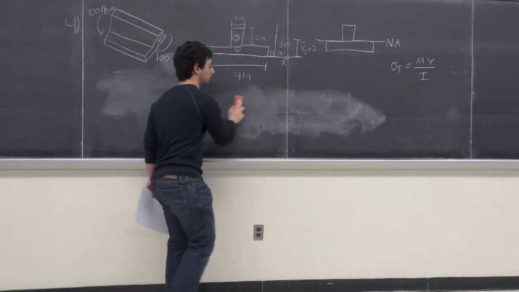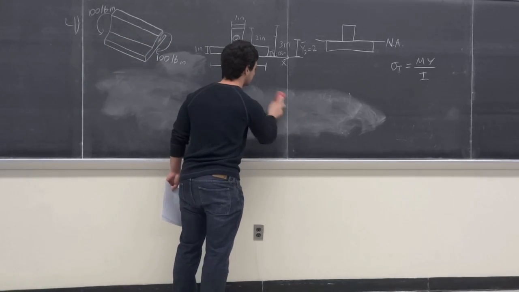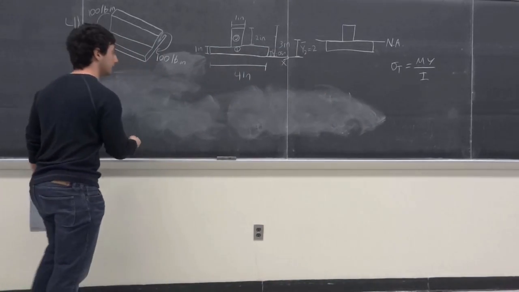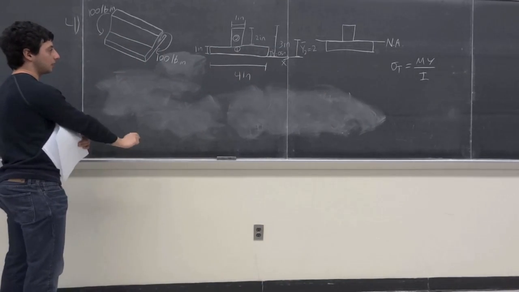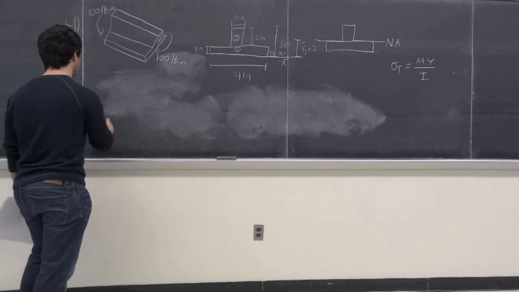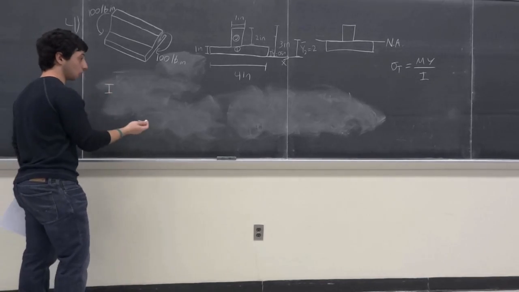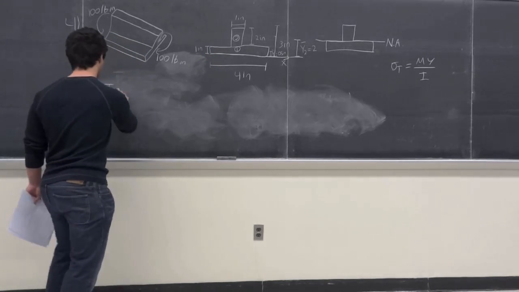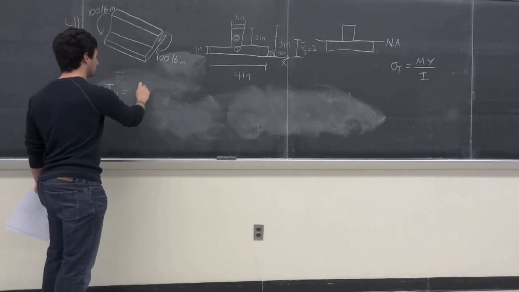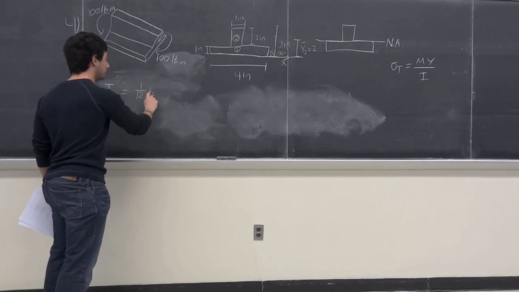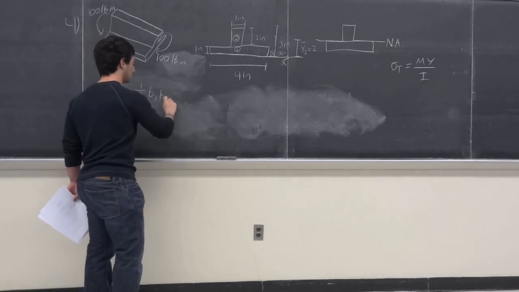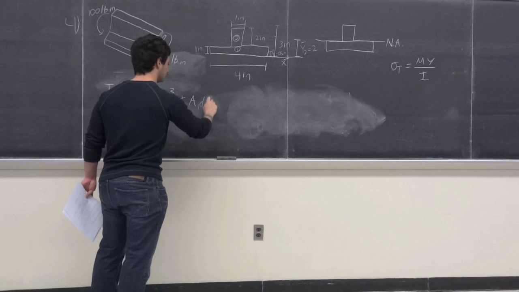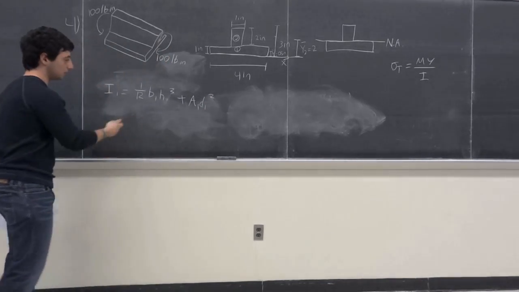So we found the centroid or the neutral axis. Now we want to find the moment of inertia. We have to find I1 and I2, and then we have to get the total moment of inertia, which is just going to be the sum of both of them. So what's I1? I1 is 1/12 b1 h1 cubed plus A1 d1 squared, right? And you know this, okay?